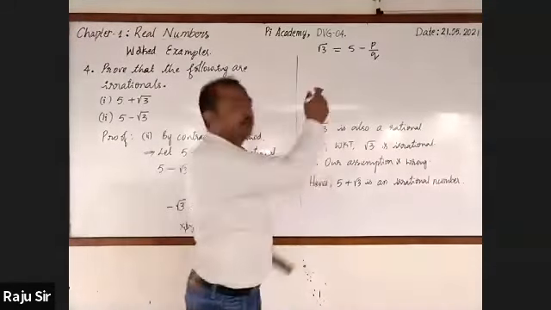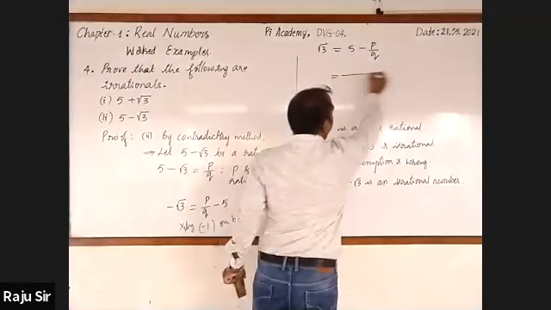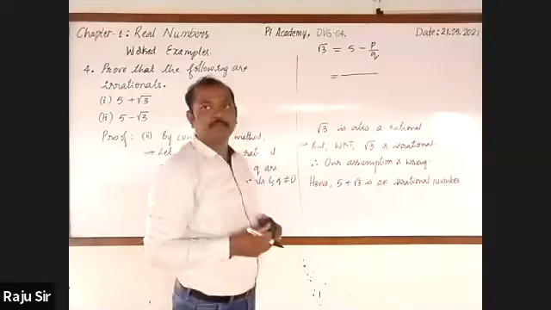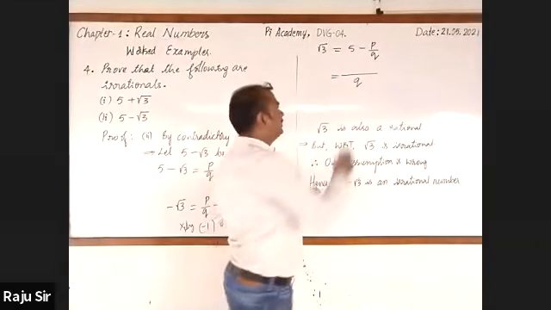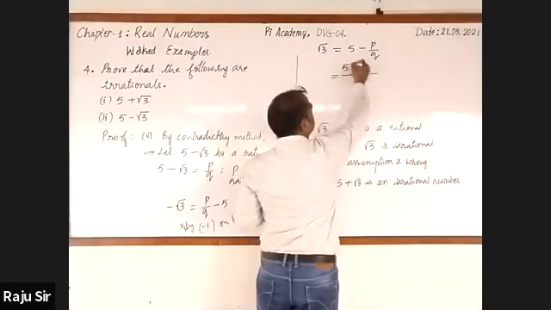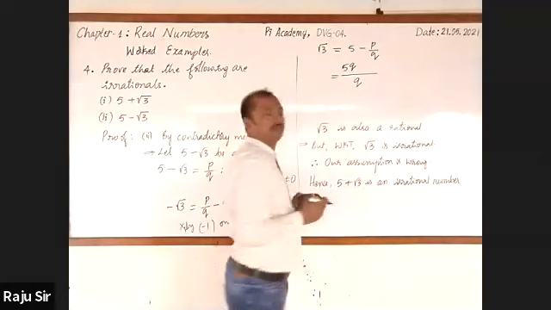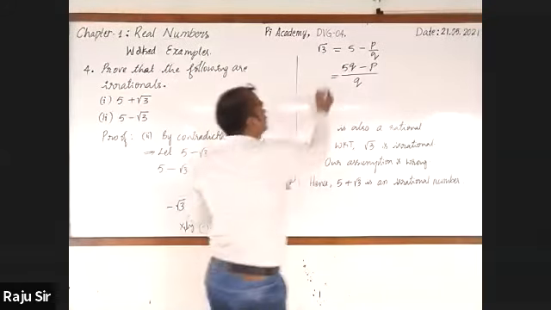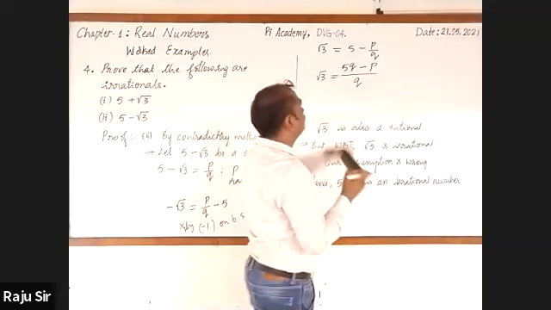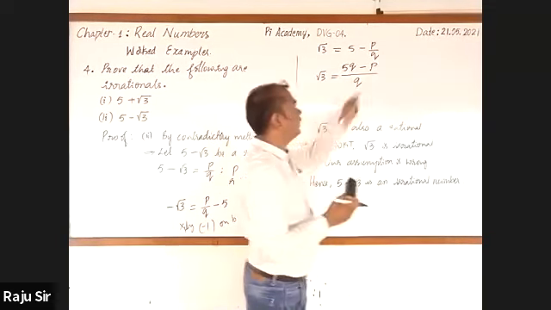Right. On the RHS side, take LCM and simplify. LCM is Q. Multiply LCM with the first term, it becomes 5Q. Minus, with the second term, Q and Q get cancelled, it becomes minus P. So root 3 is equal to 5Q minus P by Q.